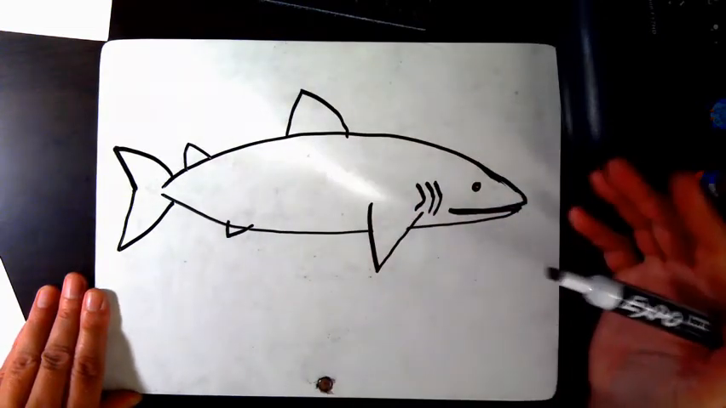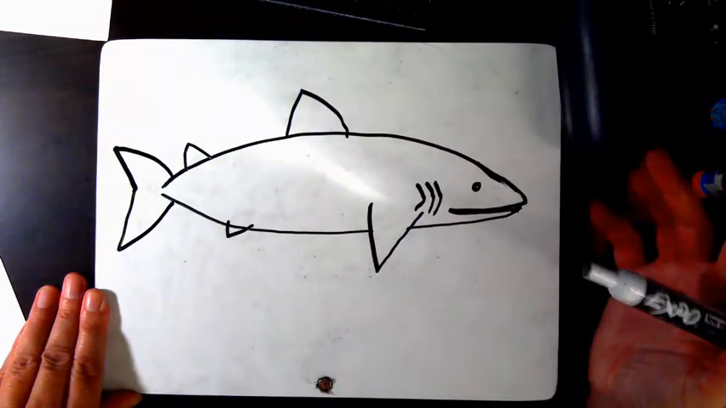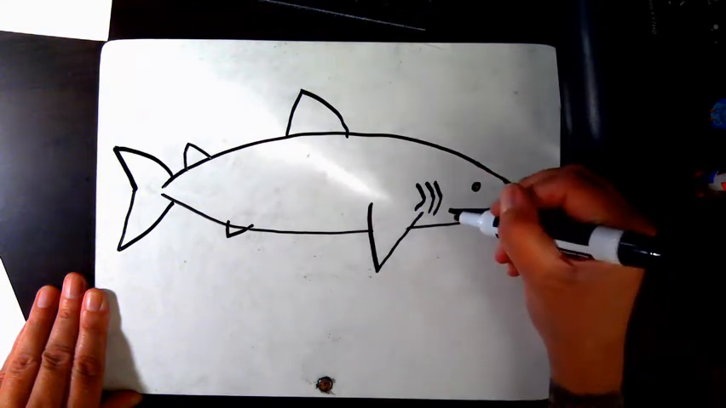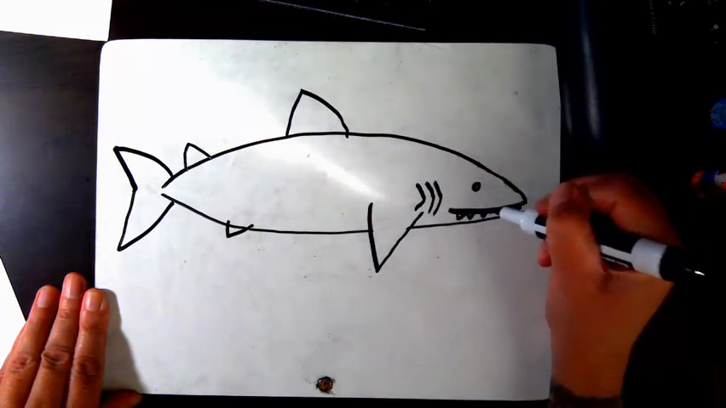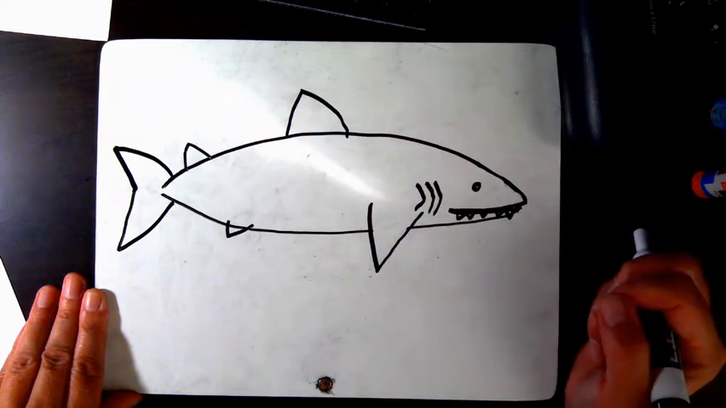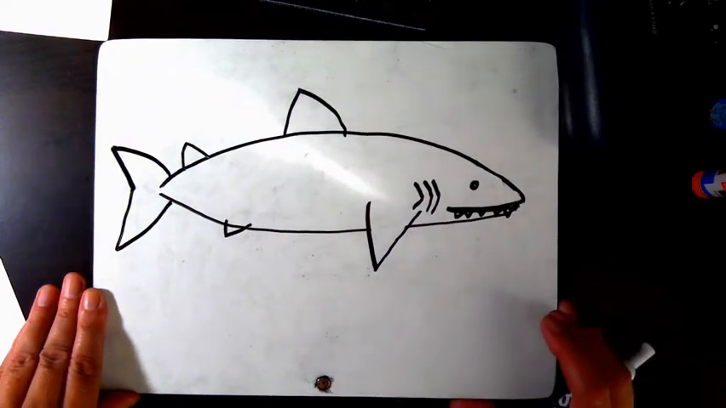Now, a great white shark is not a great white shark without all those teeth, right? So if you want, you could add some teeth. And if you look at a real great white shark, they often do have some teeth that kind of are spilling out of their mouth like that. They're kind of silly looking creatures, aren't they? So this is my easy peasy great white shark.